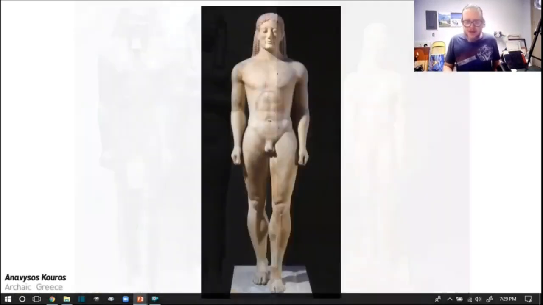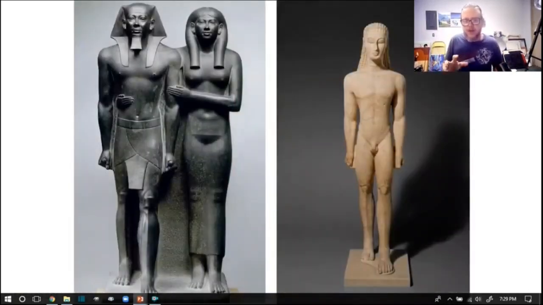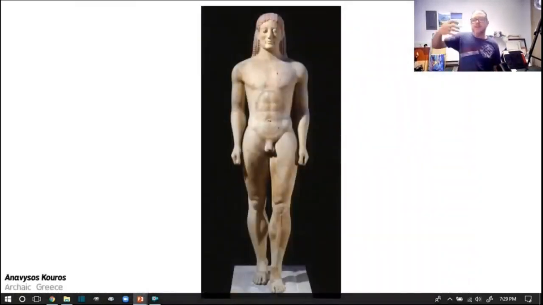Right? This is a generation just after the generation that created this statue. We see an artist who's looking back at what came before him, and who is working toward some sort of ideal.